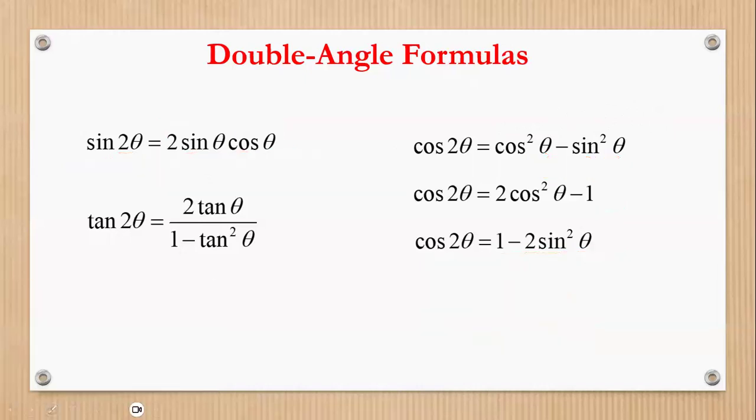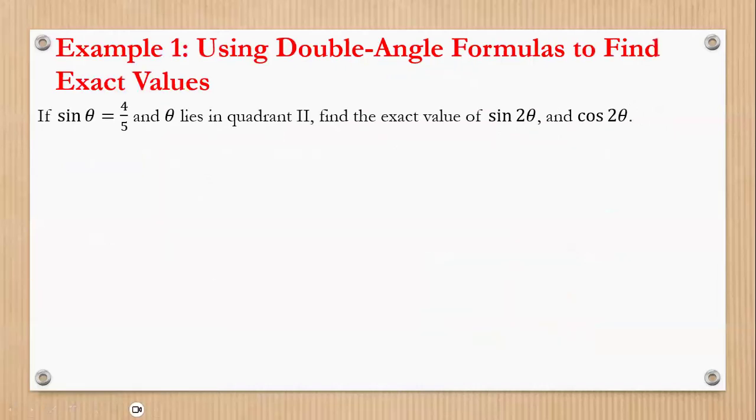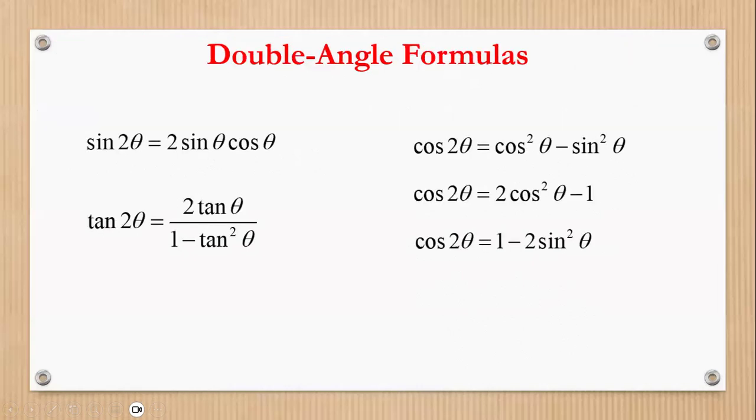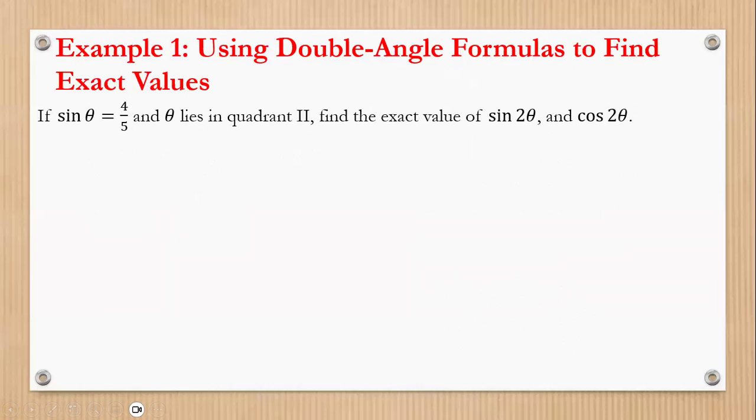Okay. For example, the first example says if sine of theta is 4/5 and theta is an angle in quadrant 2, find the exact value of sine of 2 theta and the cosine of 2 theta. To find the sine of 2 theta, I need 2 times sine of theta times cosine of theta, which means I need the cosine of theta, and I need to find that first.